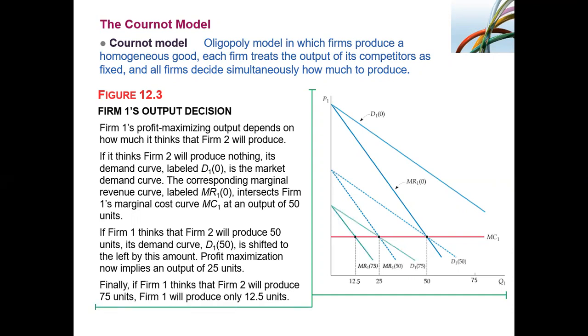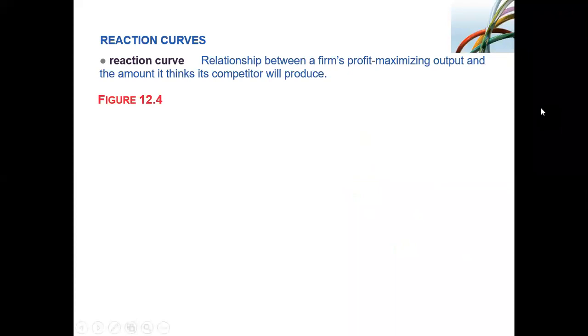But if I split the 25 between two firms, then it will be 12.5 and 12.5. I tried to split it into two parts. So if the total demand in the market shifted down from 50 to 25, then it will be 12.5. If firm 1 thinks that firm 2 will produce 75 units, firm 1 will produce only 12.5. So these are the combinations of the productions in the market. It depends on the capacity of the market, and each one will have this.